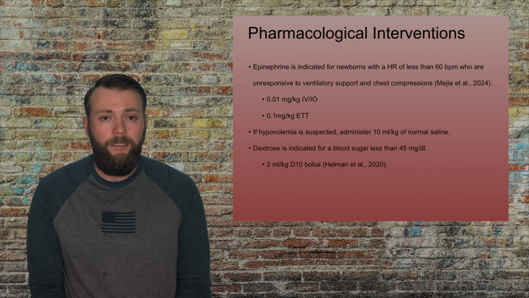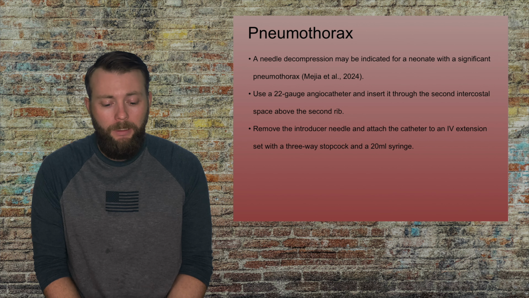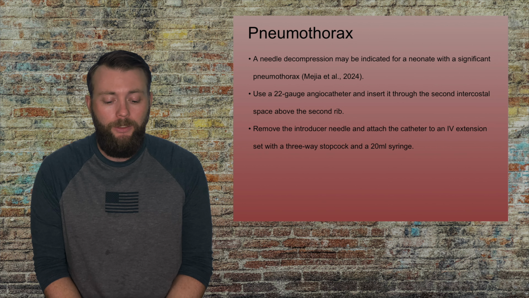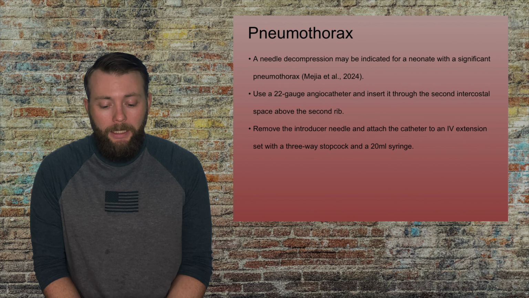When a significant pneumothorax is affecting a newborn's hemodynamics, a needle decompression may be indicated depending on local protocols and equipment available to you. To perform this procedure, use a 22 gauge IV catheter. Insert that through the second intercostal space just above the second rib. Remove the introducer needle and attach it to an IV extension set. At the end of that extension set, place a three-way stopcock and a 20 milliliter syringe. A 10 milliliter syringe would work also.